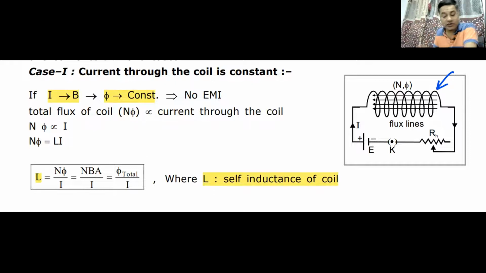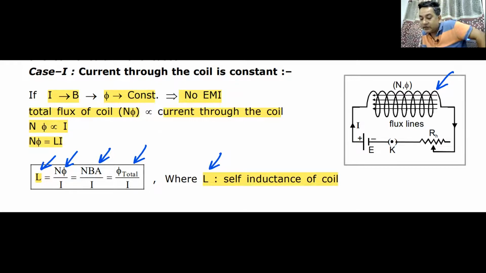If current is constant, there will be no induced EMF. But you can say that the total flux of the coil will be directly proportional to the current. Do we understand this? Because flux comes from field and field is coming from current. So total flux will be equal to Li, or I can say this L is equal to N phi by I. Phi is N into B into A into cos theta, or it is total flux divided by I. This L is known as the self-inductance of the coil.